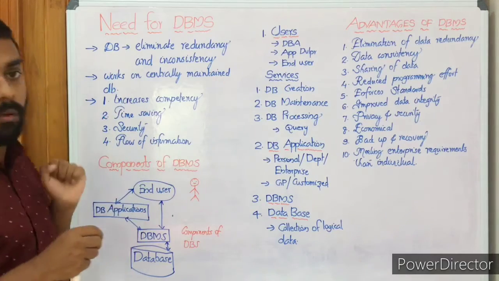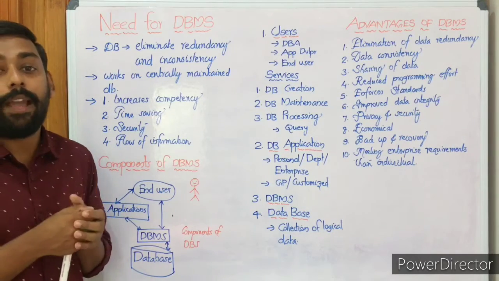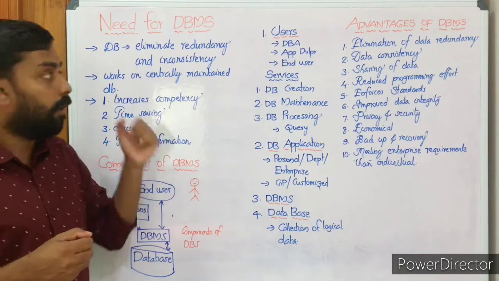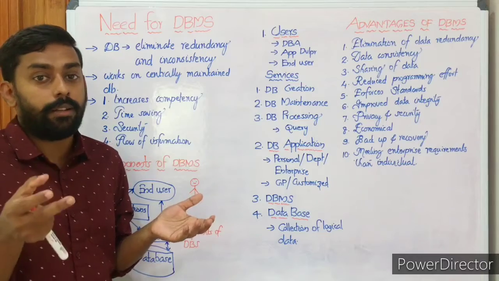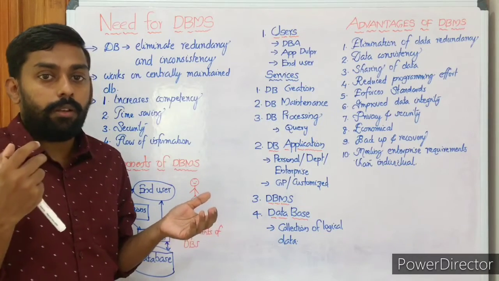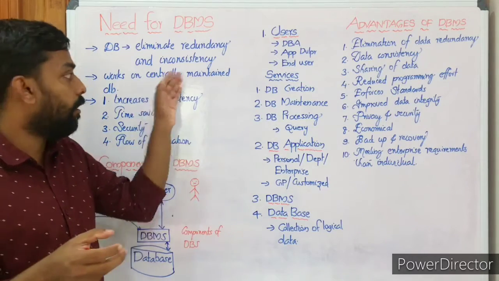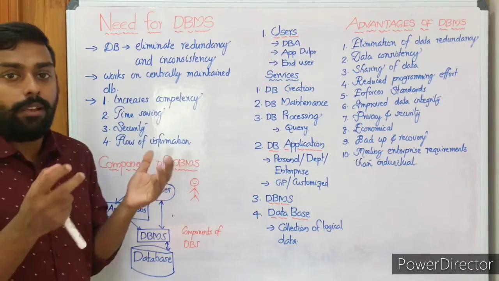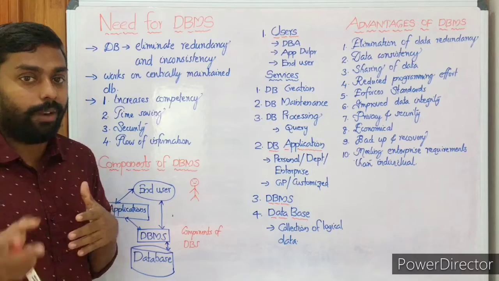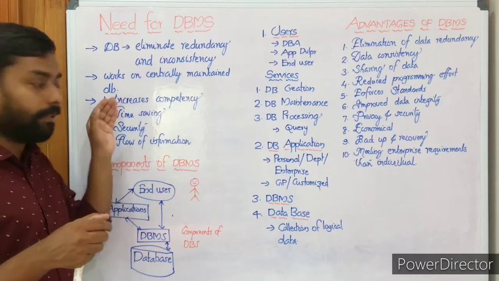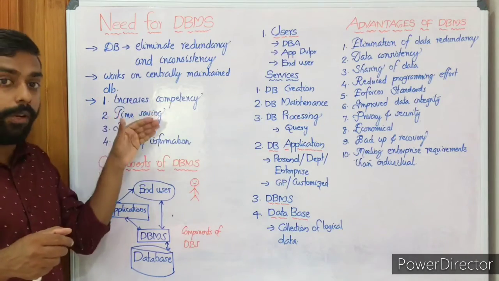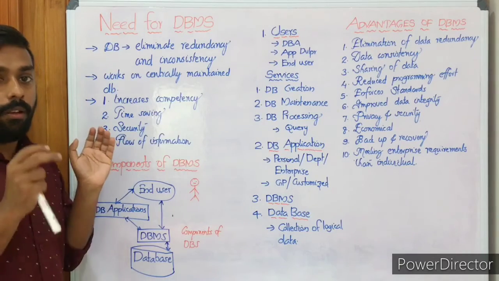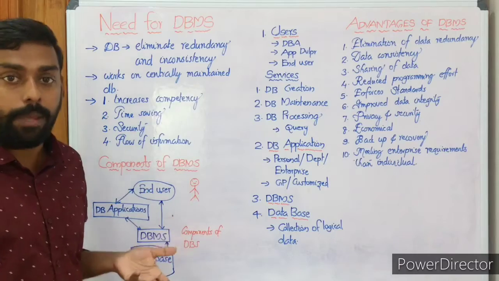So these are the needs for implementing a database management system in an organization or institution. The main point is that it eliminates data redundancy, then eliminates data inconsistency, and data is stored centrally and maintained centrally. Maintained centrally means all operations are done centrally, right? Then it increases competency, saves time, gives security of information, and eases the flow of information. These are some of the points that come under needs for DBMS.